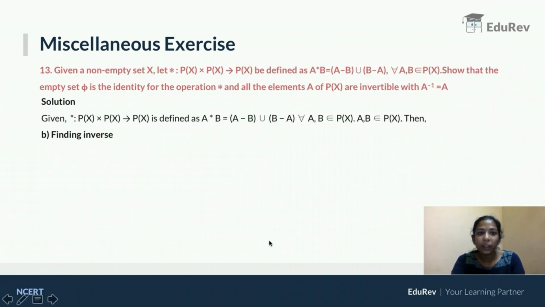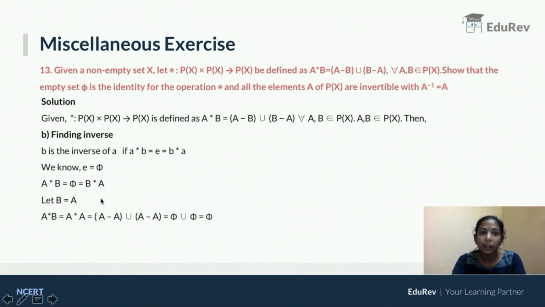Now we'll check for the inverse. So B is the inverse of A. If I am assuming that, what is the condition? A star B equal to E should be equal to B star A. Now I know E is nothing but the null set. So I have to find what my B is. They are actually telling us that the inverse of A is A only. So I'll assume B as A only.